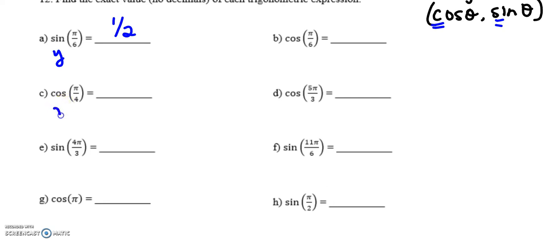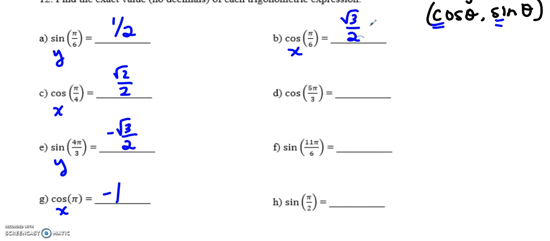Cosine of pi over 4, cosine is x. We're in the first quadrant, positive square root of 2 over 2. Sine is y. 4 pi over 3 is in the third quadrant, so I'm going to end up with a negative, and that's going to be negative root 3 over 2. Cosine of pi is going to be the x value at pi. Pi is at 180, so all the way to the left of your circle, we're looking at a negative 1. Cosine of pi over 6 is the x value, so the corresponding part that went with the 1/2 for that one is the square root of 3 over 2.